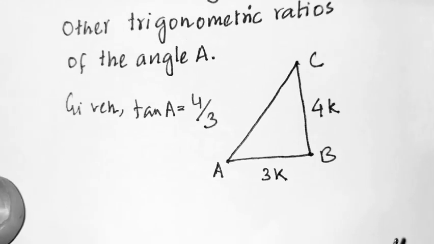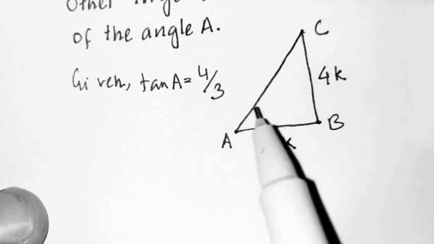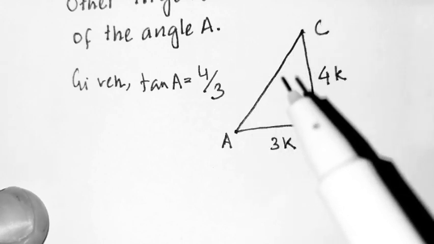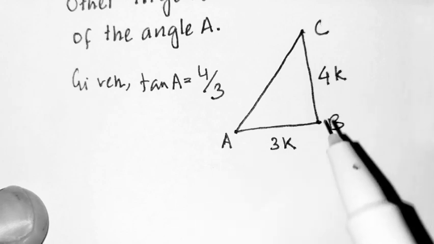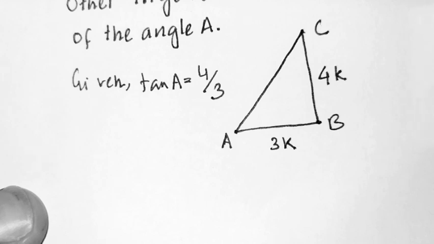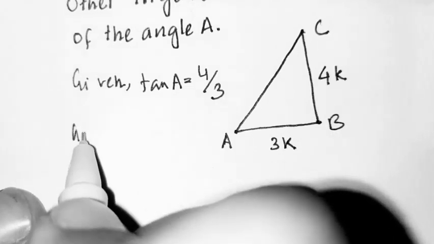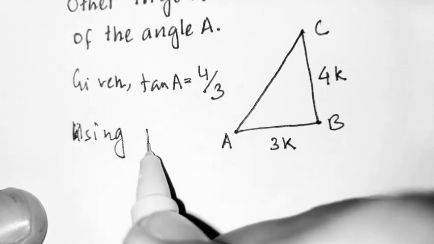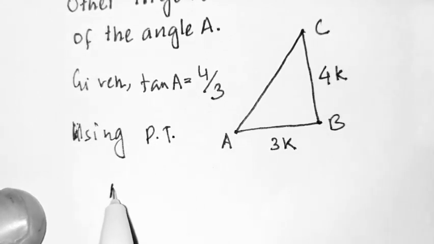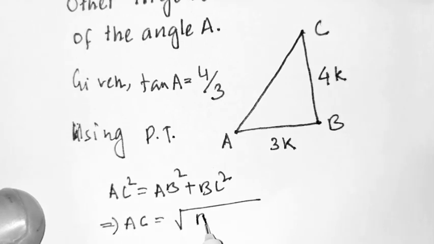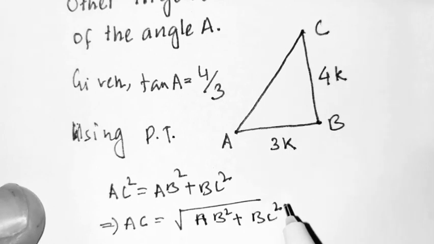Now since it's a right angle triangle, I can use the Pythagoras theorem to find the value of AC. Once I find the value of AC, I can simply find the other five trigonometric ratios by using the definitions of the trigonometric ratios. So let me use the Pythagoras theorem here. Using the Pythagoras theorem, AC square equals AB square plus BC square, that is, hypotenuse square is equal to base square plus perpendicular square. So from here I can get AC equal to root over AB square plus BC square.